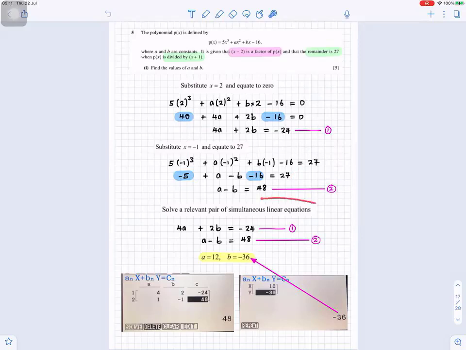You want to solve the simultaneous equations. You can use your calculator. That's equation 1, equation 2. So you put 4, 2, minus 24, 1, minus 1, 48. And you get your answers to be 12 and minus 36. So a is 12 and b is minus 36.